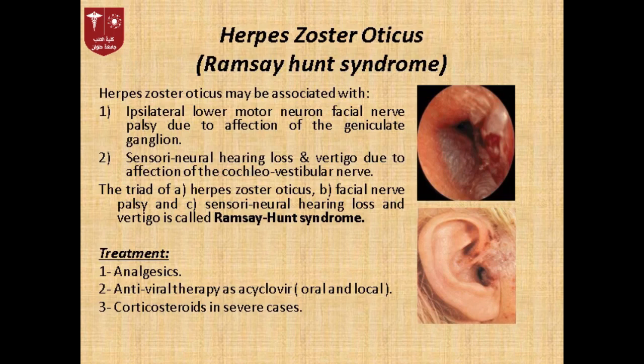What is the clinical picture of Ramsay-Hunt syndrome? Vesicles on the external auditory canal and the auricle, severe otalgia, together with lower motor neuron ipsilateral facial nerve palsy, sensorineural hearing loss and vertigo. This is called Ramsay-Hunt syndrome.